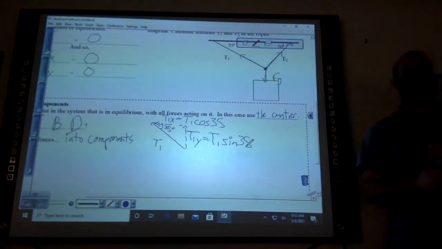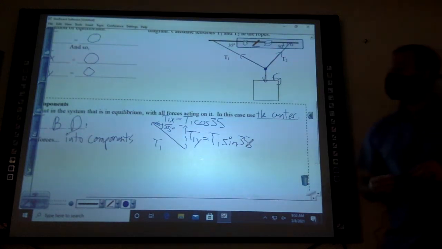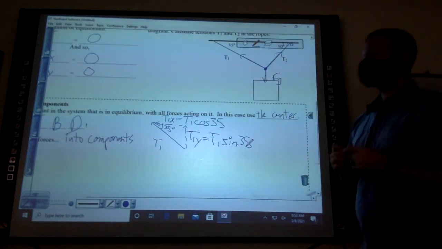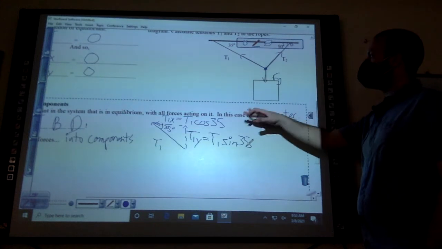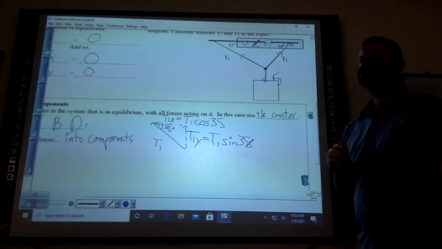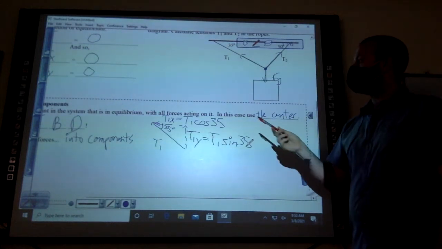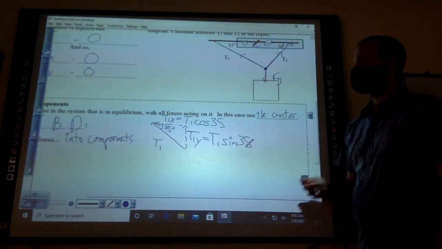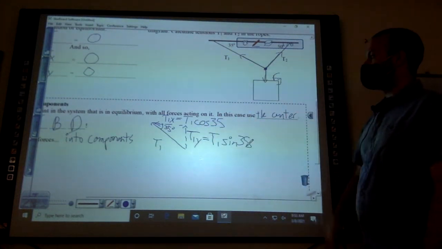Good with that so far? No, because I'm not dividing those. So I can't cancel out T1. So I just leave it as it is right now. Because I'm not dealing with mg. I'm just breaking up T1 into components. So I haven't touched FG yet.